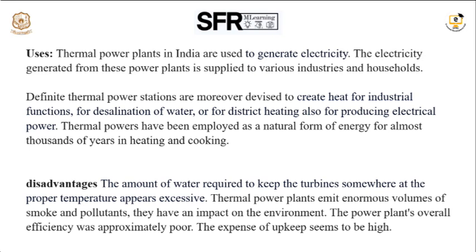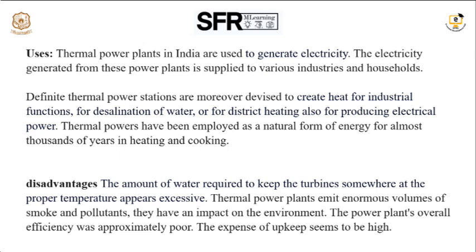Then what are the uses of thermal power plants? Thermal power plants in India are used to generate electricity. The electricity generated from these power plants is supplied to various industries and households. So, the electricity from these thermal power plants is supplied to industries and households. The thermal power plants in India use different types of fuels like coal, gas, oil and nuclear energy to generate electricity. Then what are the benefits of thermal power plant?